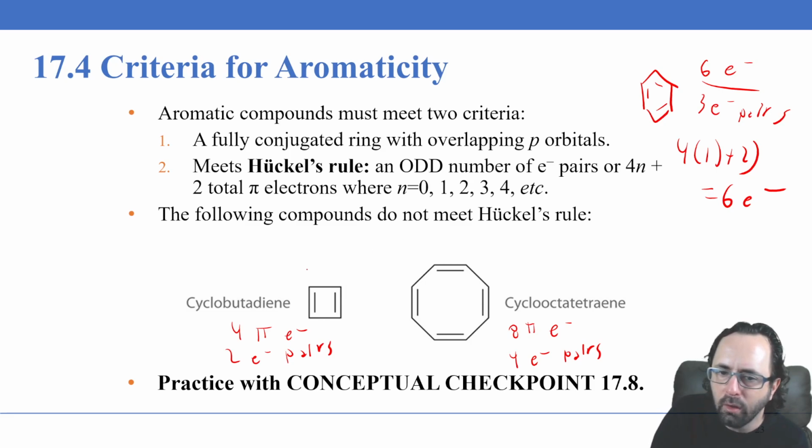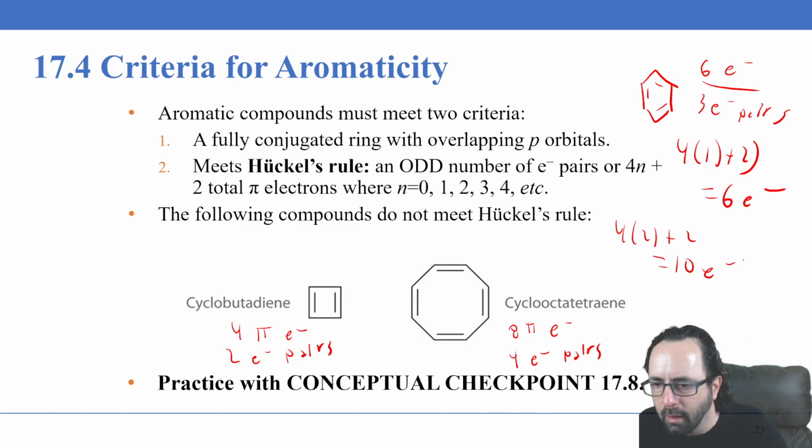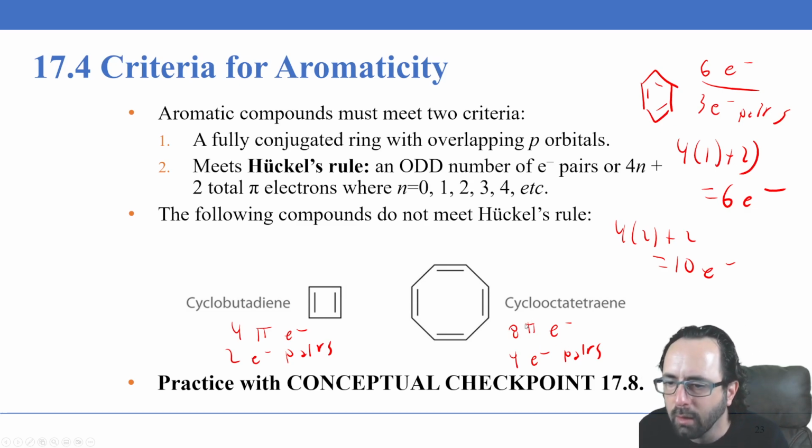If we do 4 times 0 plus 2, that would be just 2 pi electrons. That is not consistent with cyclobutadiene. The next one would be 4 times 2 plus 2. That would be 10 pi electrons. So if there are 10 pi electrons, that would work as well, but that is not consistent with cyclooctatetraene. So these compounds do not follow Hückel's rule.